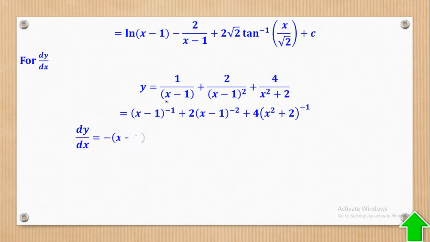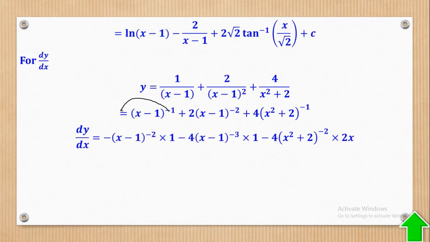So when I differentiate, I'll use the same knowledge: bring down the power to come up with negative 1 here, reduce the power by 1, so negative 1 minus 1 gives you negative 2, then multiply by the derivative of the inner bracket, so differentiating this gives you positive 1. Then here, bring down the power, negative 2 times 2 gives you negative 4, then reduce this power by 1 gives you negative 3, derivative of the inner bracket is positive 1, which is there.